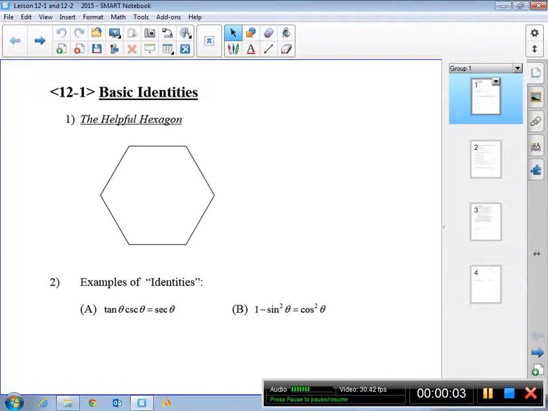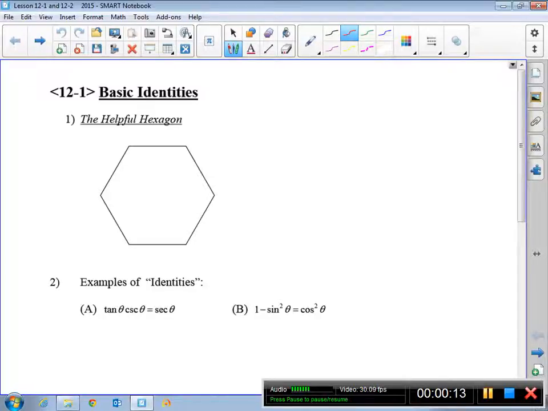We're starting today's lesson with something called the helpful hexagon. The helpful hexagon is a tool for remembering all of the relationships for sine, cosine, tan, cotangent, secant, and cosecant. So we're going to start by labeling it along the top. We're going to put our functions in order.